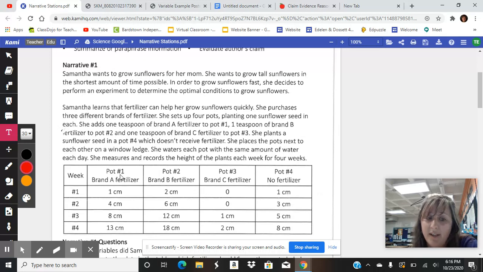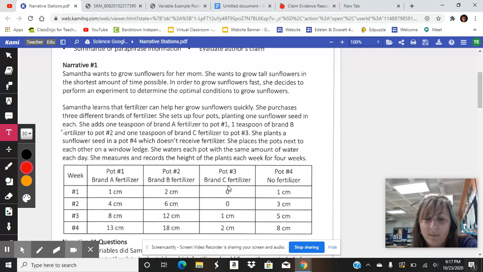So as I can see, pot number 1 with brand A fertilizer, in the 4 weeks that she grew this sunflower: in week 1, there was 1 centimeter of growth. Then 4 centimeters in week 2, 8 centimeters in week 3, and in week 4, she has 13 centimeters. Grew fast, didn't it? Pot number 2 is brand B fertilizer. Week 1 was 2 centimeters, then 6 centimeters, 12 centimeters, and 18 centimeters. So pot 2 grew a lot more than pot number 1.